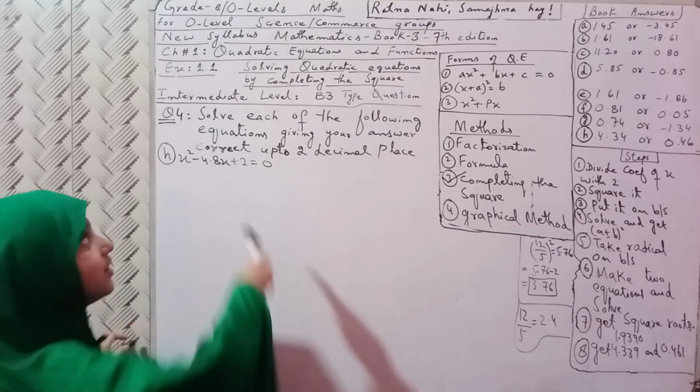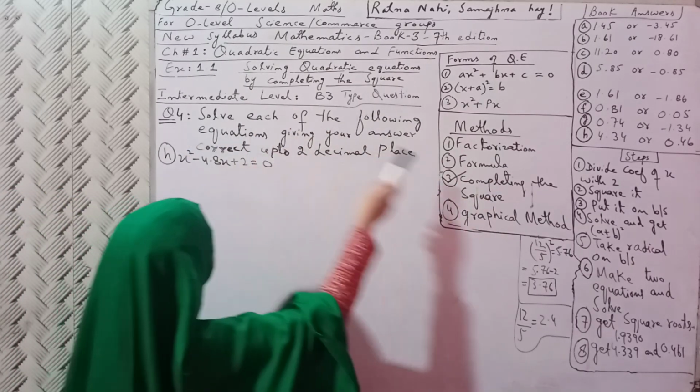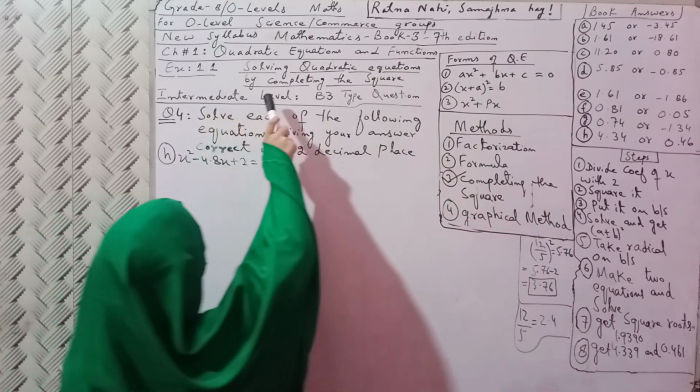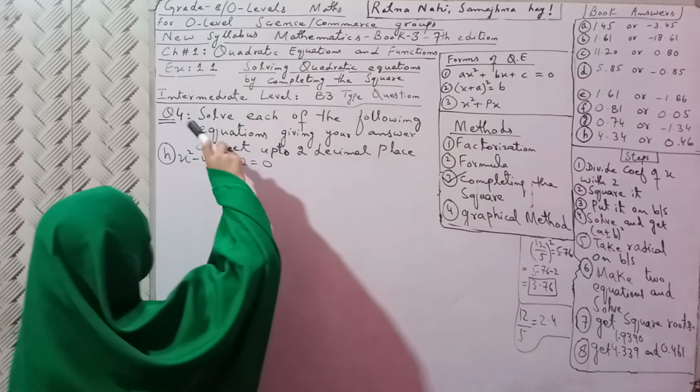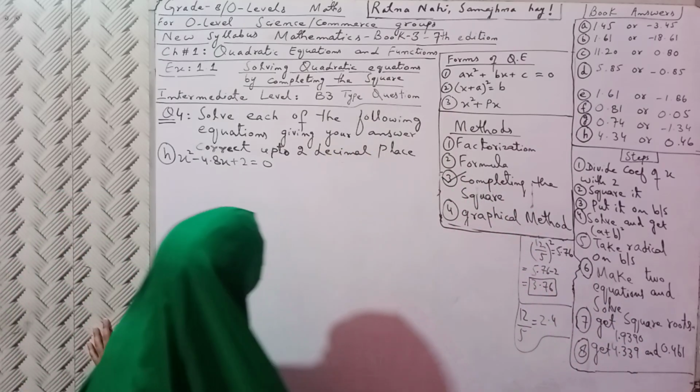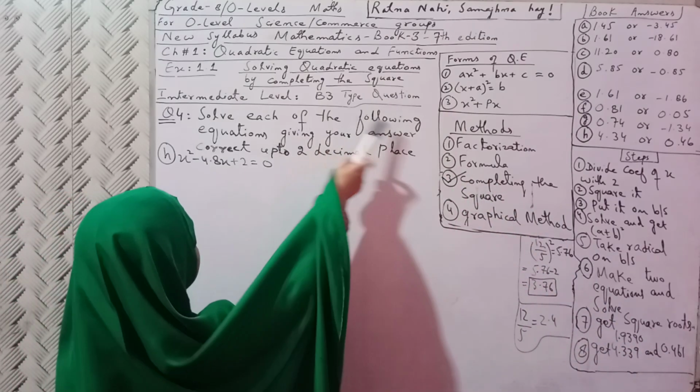Today we are going to learn related elements for all level science commerce group, new syllabus mathematics book 3, 7th edition, chapter number 1, quadratic equations and functions. Exercise 1.1, solving quadratic equations by completing the square. Intermediate level B3 type question.